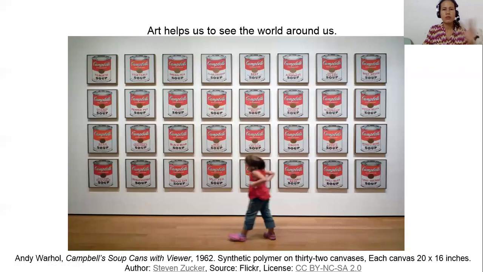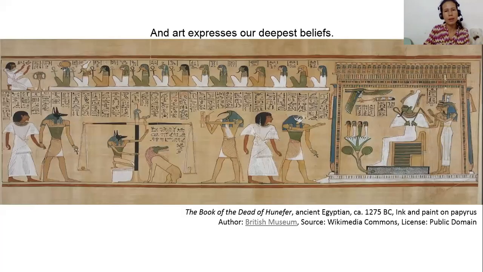Art also helps us to see the world around us. We will know and understand other cultures and other parts of the world through the kind of artwork that is produced in a specific place. So it opens the world for us. This is an example. In Egypt, we have no idea, we have never been there, but through looking at this Book of the Dead by Hanifer, an example of ancient Egyptian art related to death, we can learn about it.